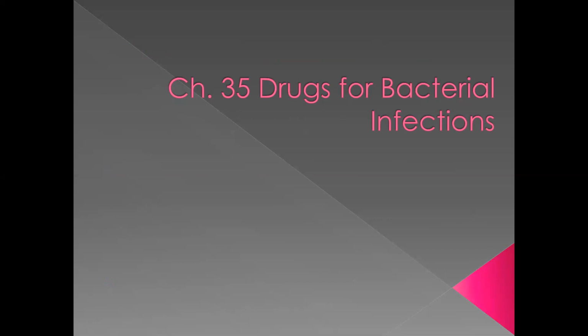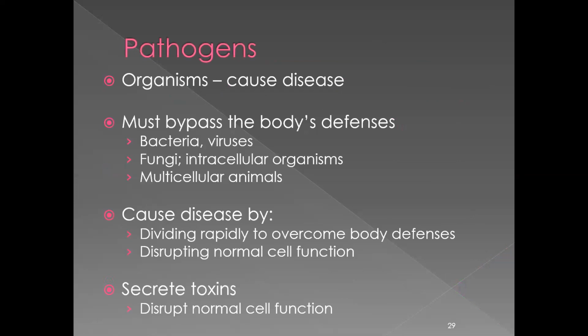All right, moving on to chapter 35, drugs for bacterial infections. Pathogens. Pathogens are organisms that cause a disease. Pathogens must bypass the body's defenses, so that may include bacteria, viruses, fungi, intracellular organisms, and or multicellular animals. They cause disease by dividing rapidly to overcome the body's defenses and disrupting normal cell function. And pathogens secrete toxins, so they can disrupt the normal cell function.